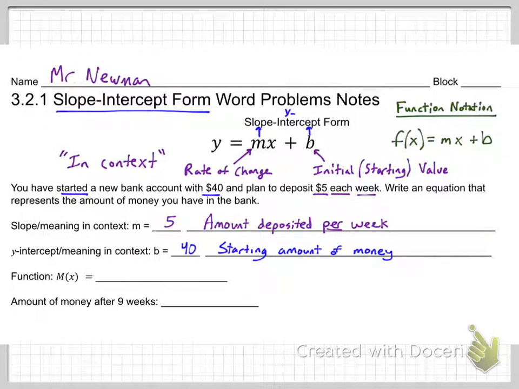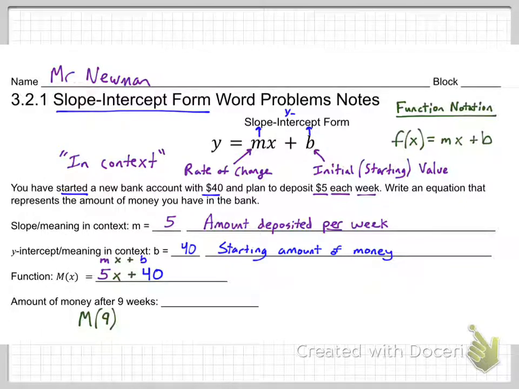So a function, remember, uses this equation, mx plus b, but instead of m, I'm going to put 5, and instead of b, I'm going to put 40. Notice the rate of change is multiplied by the x value, whereas the initial value is added to that term. The amount of money after 9 weeks is represented by this function, m of 9. Notice m of 9 doesn't mean just 9 weeks. It means the amount of money after 9 weeks.